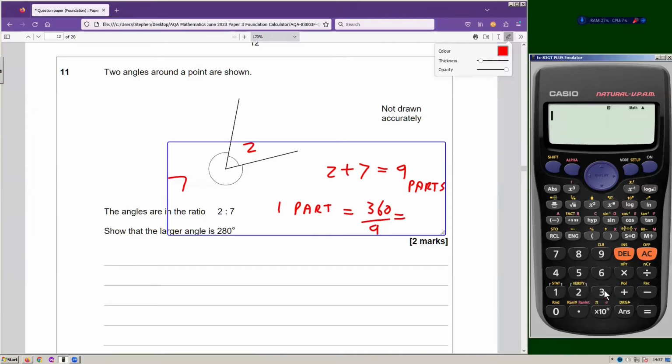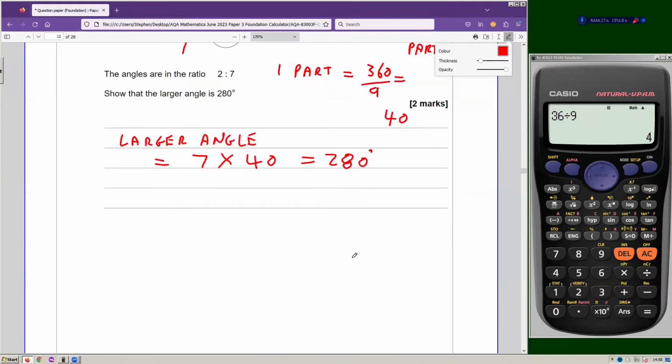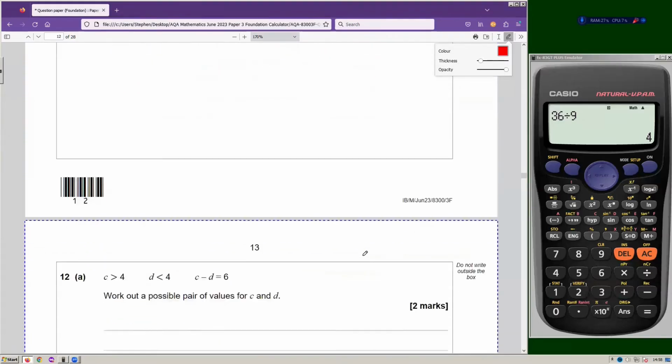I could do it in my head, I suppose, but 40, of course it is. 360 divided by 9 is 40. Okay. Larger angle must be 7 times 40 equals 280. So we've shown it, we've proved it. Do I need to put it down here or anywhere? No, that's fine.